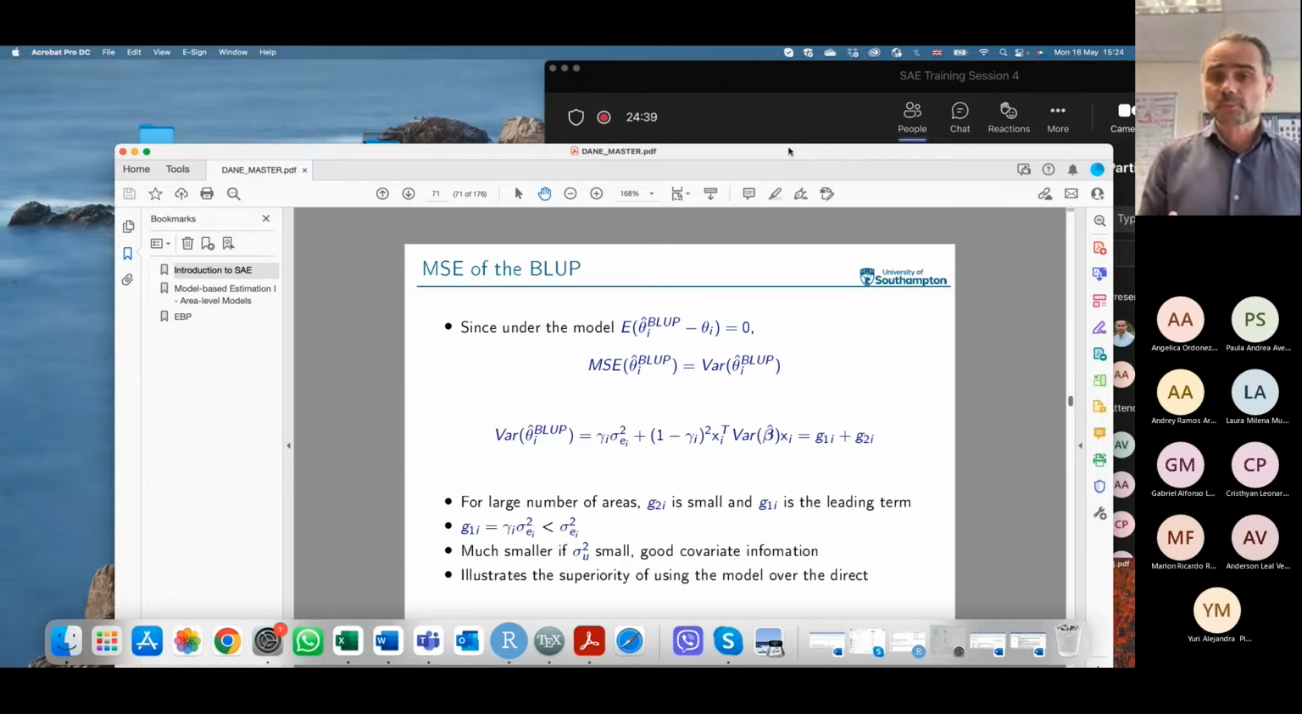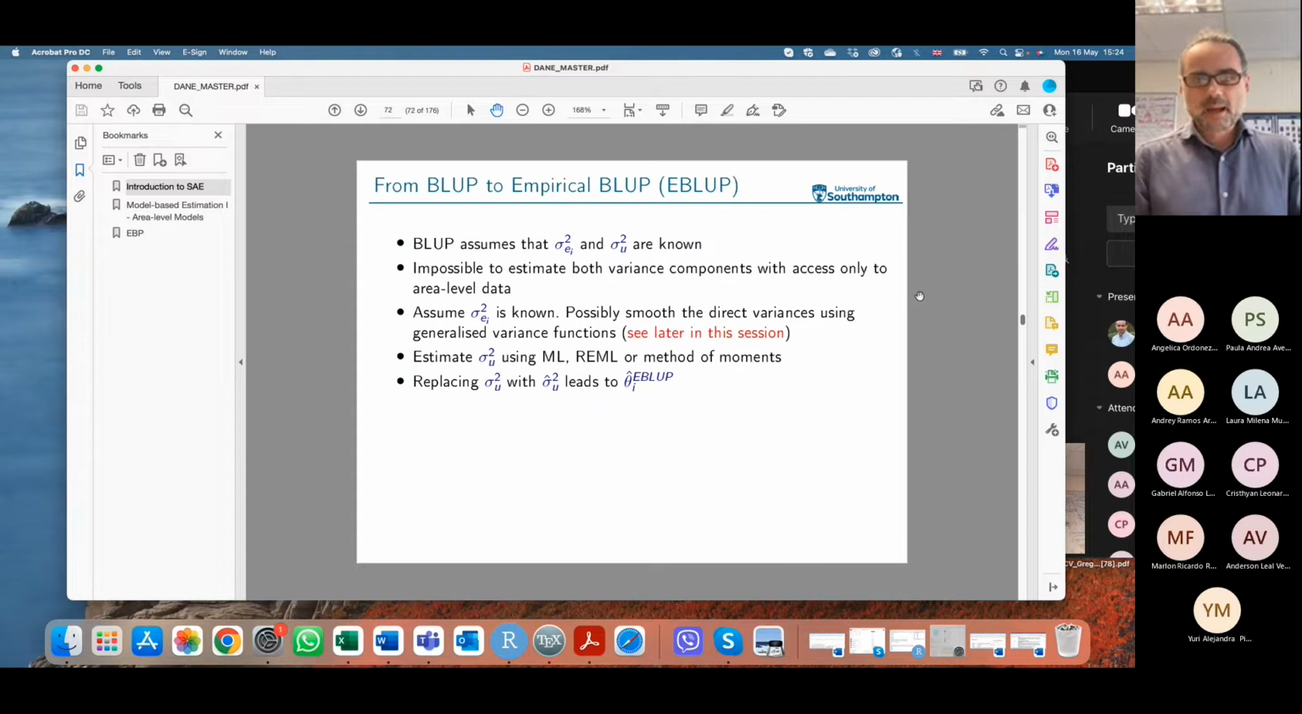At the moment, I'm talking about BLUPs, so I have not assumed that we have found a way to estimate sigma squared U, okay? Obviously, when it comes to actually fitting the model, then we have to find a way to estimate the between area variance component, sigma squared U. So that takes us effectively from the BLUP to the EBLUP, okay? So up to now, we assume that sigma squared EI and sigma squared U are known.